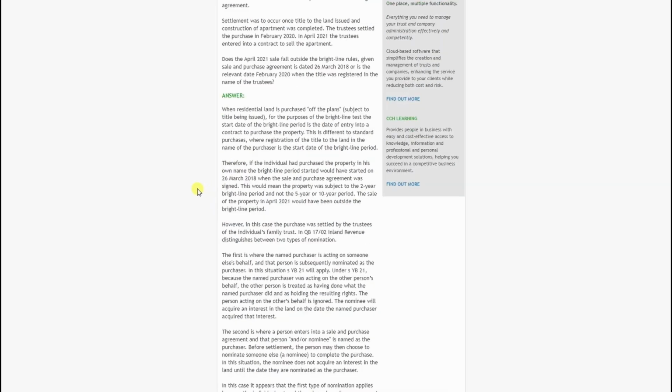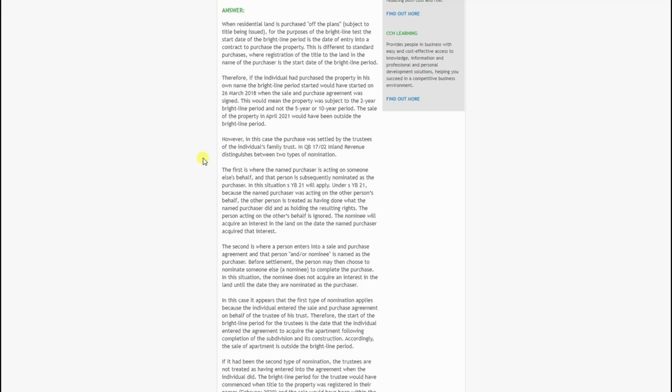Therefore, if the individual had purchased the property in his own name, the bright line period would have started on 26 March 2018 when the sale and purchase agreement was signed. This would mean the property was subject to the 2-year bright line period and not the 5-year or 10-year period. The sale of the property in April 2021 would have been outside the bright line period. Good, but that's as far as it goes if it was purchased by the individual.